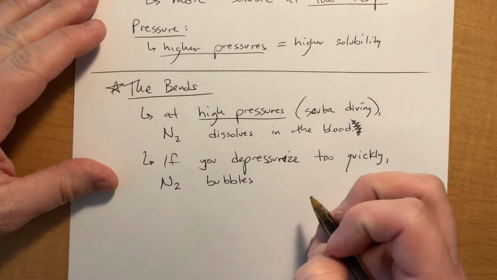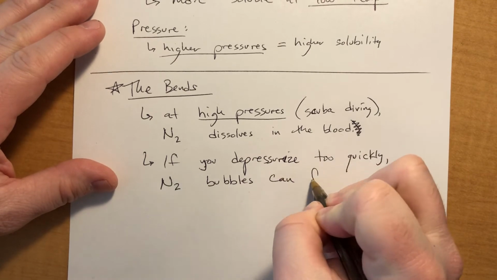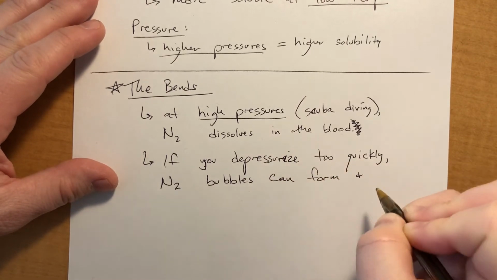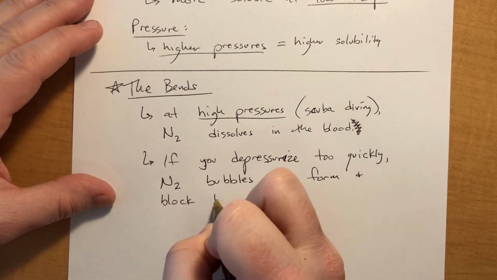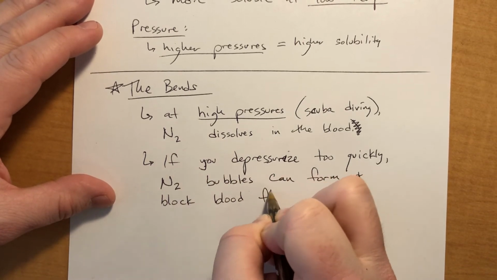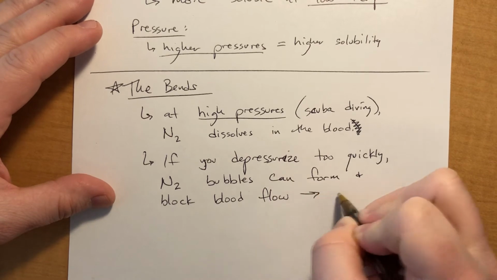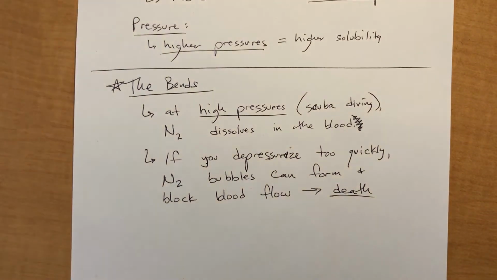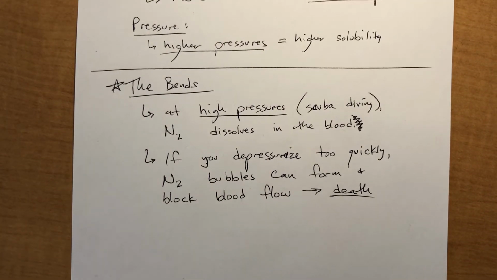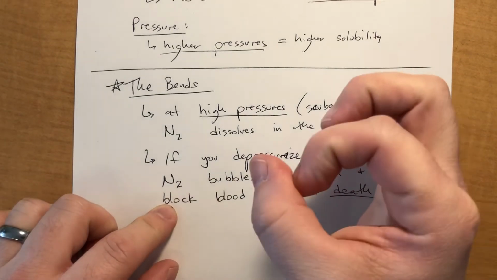The bubbles can form and block blood flow. And honestly, it can kill you. It's kind of like having an aneurysm. It is technically an aneurysm. An aneurysm is just an unexpected blockage, a clot flowing through your veins in your head. This is the same thing, except it's a bubble.